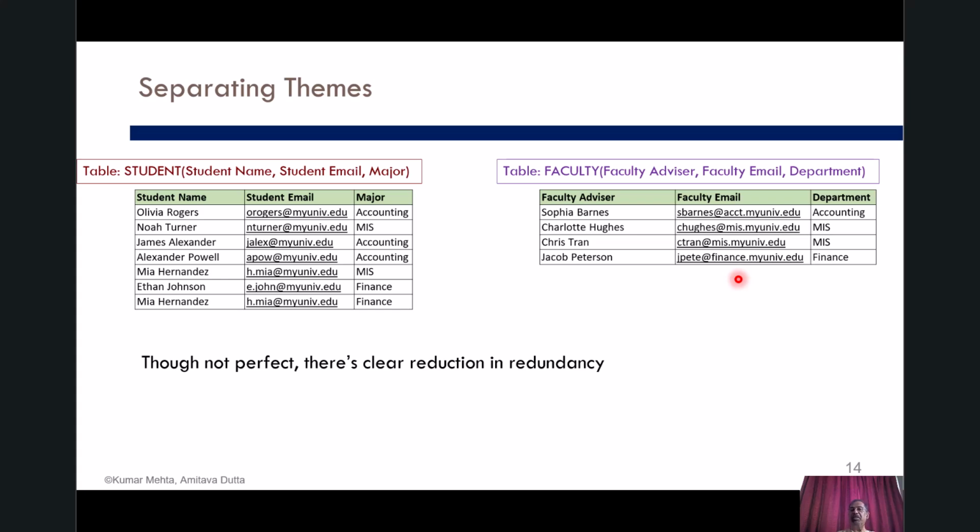So I hope you're beginning to see some of the benefits that are arising as a result of this structuring of the data. We started with one big list that was not working well, and based on the themes present in that list, we broke it up into two lists, and we are gradually improving and addressing the issues that were there with that one big list.